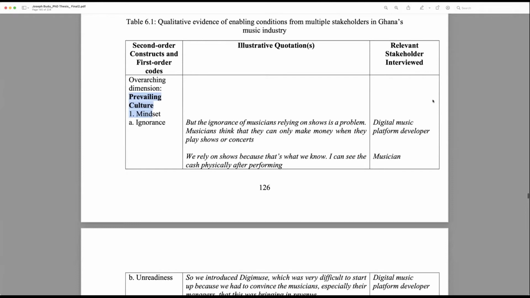That means I'm analyzing every question. I can't take only one person's perspective. I brought the platform developer and I brought the musician here, and I've been able to change here.